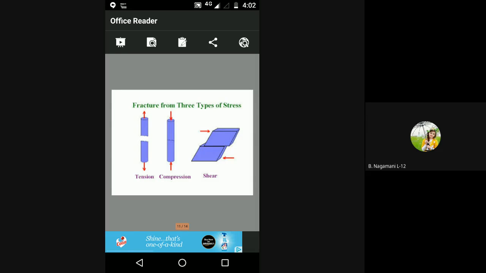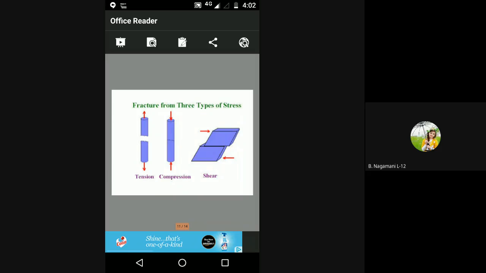Next one. This is the very beautiful sentence. Sir, how do we identify whether it is a normal failure or shear failure? The first two are normal failure, the second one is shear failure. If we apply the loads directly, we can identify, but sometimes we apply the load somewhere, but the stresses develop somewhere else. In such a case, it is very difficult to identify what kind of failure will occur in the member.